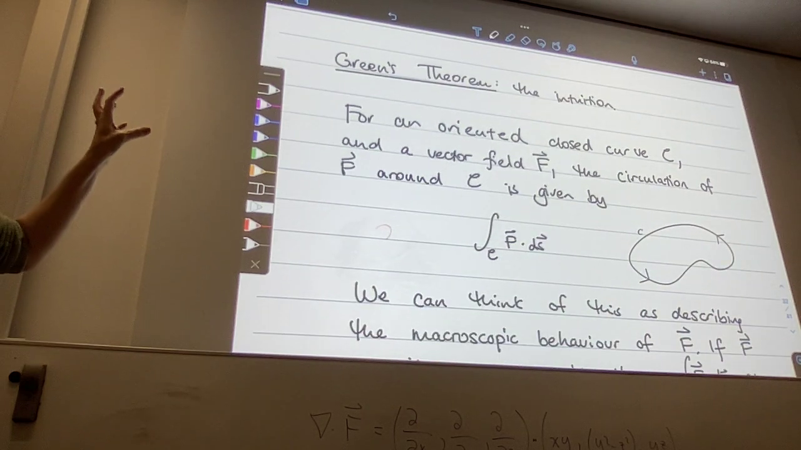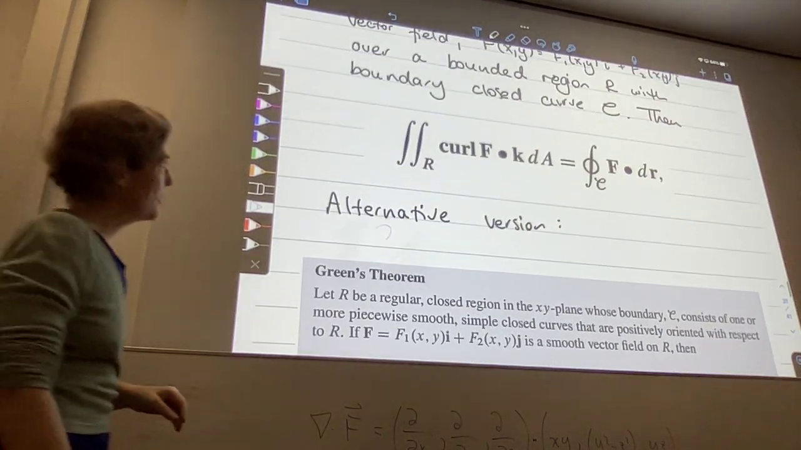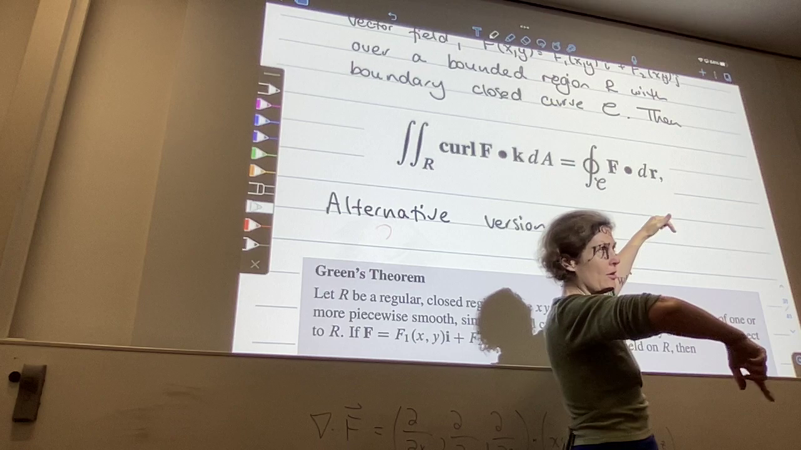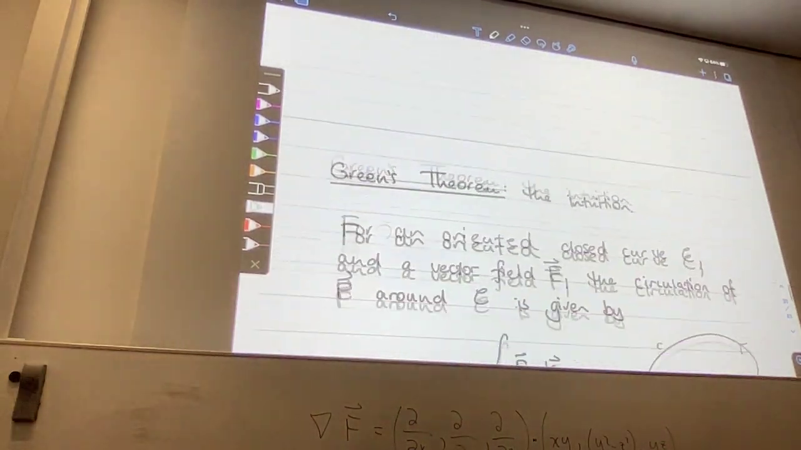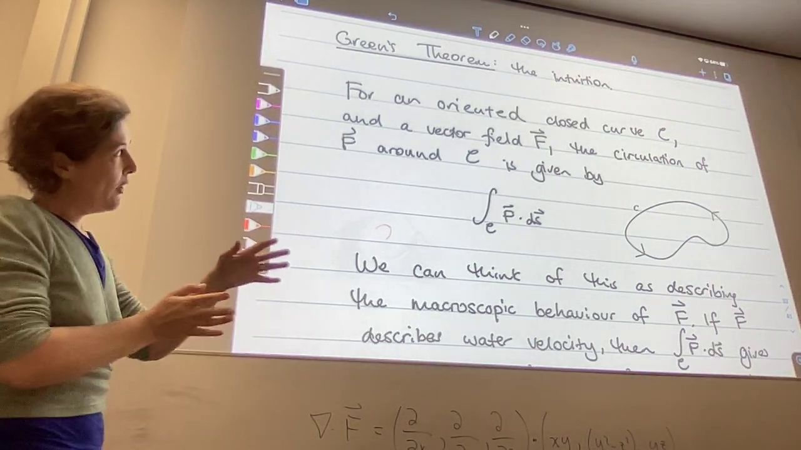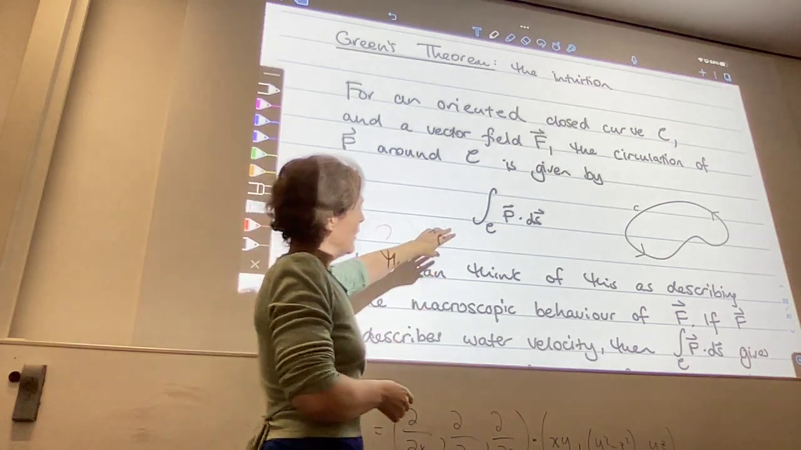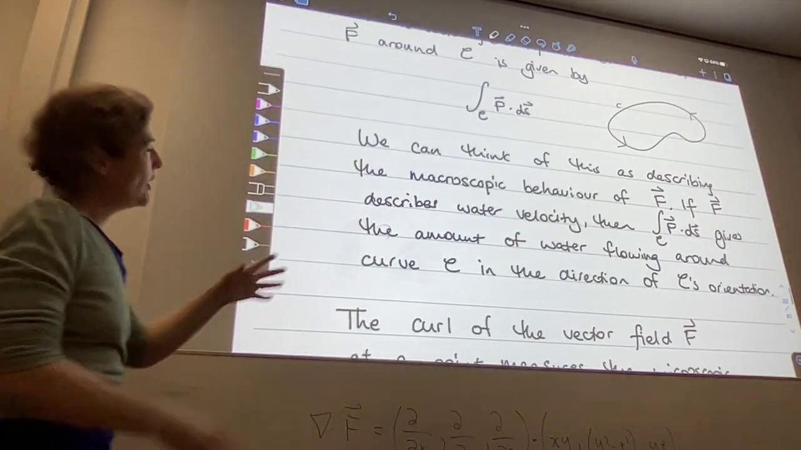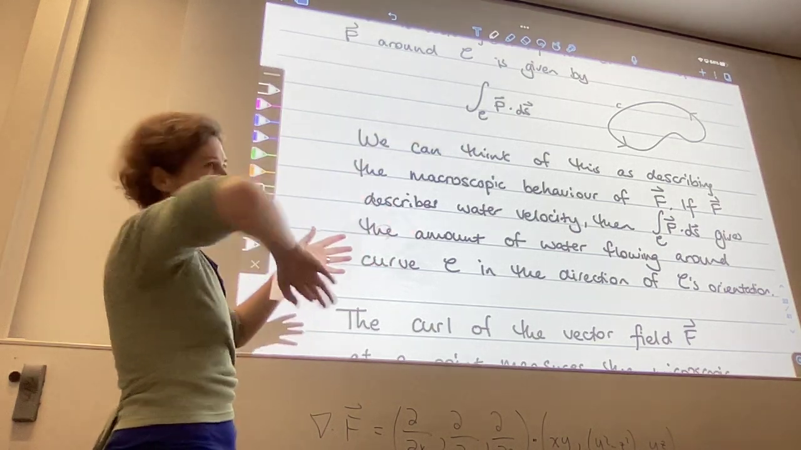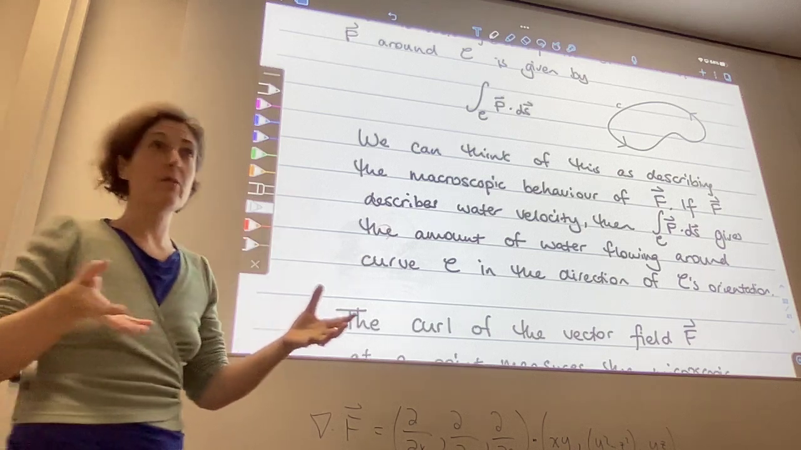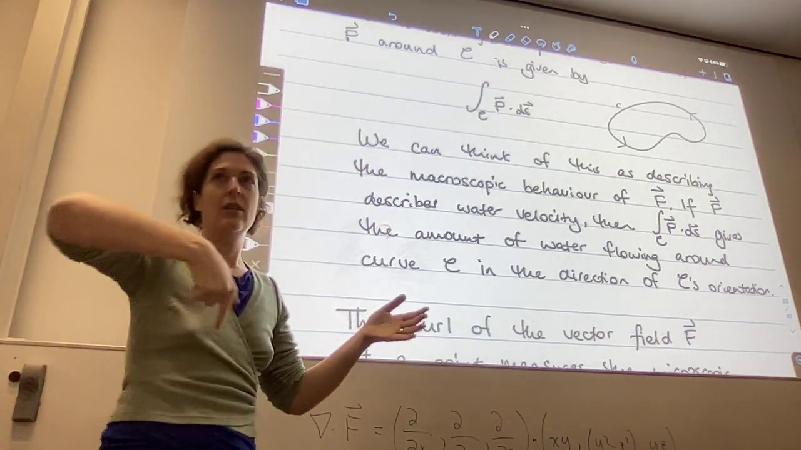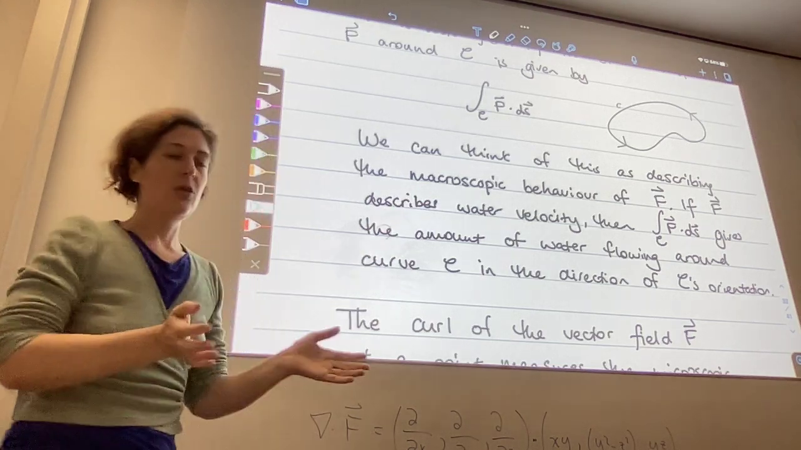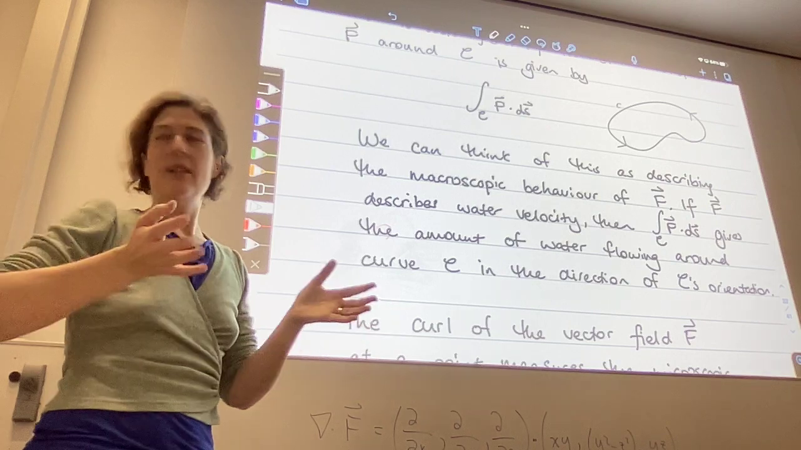Let's look at the intuition behind Green's theorem. Just looking at it over here, it's curl integrated over the whole region versus the function itself integrated around a curve. If we've got an oriented closed curve, and we look at this part of Green's theorem, the integral of this around that curve is really looking at the overall behavior of F just around that curve. If you were thinking about this as integrating, for example, water movement, you'd just be looking at the macroscopic behavior of the water around the boundary of the surface. So do you have a net swirl around there, net movement out, something like that.